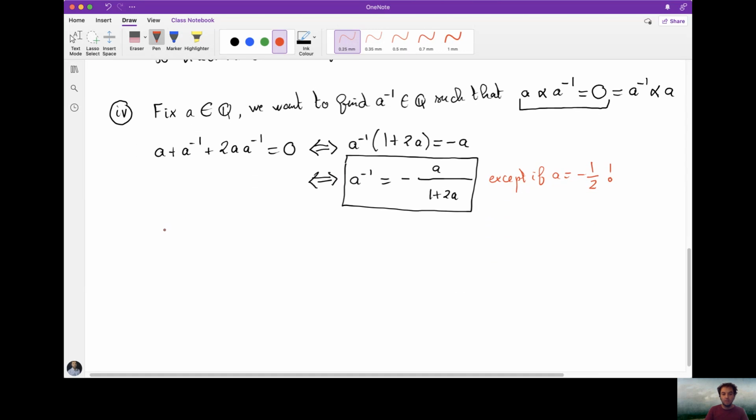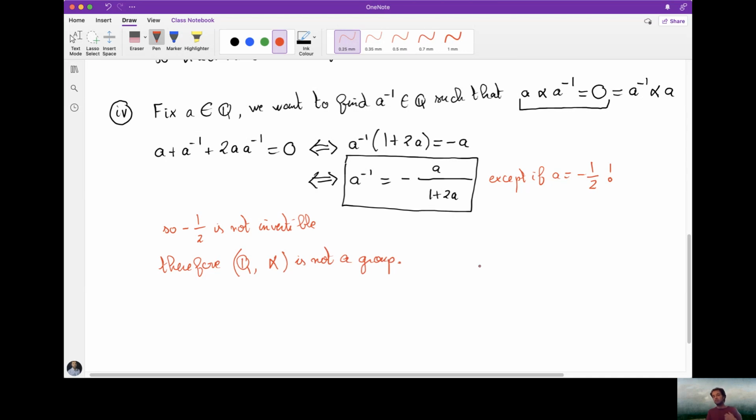So minus 1/2 is not invertible. And therefore, this ends the exercise here. It's not invertible. Therefore, Q equipped with this operation alpha is not a group. Okay? And that's the conclusion.